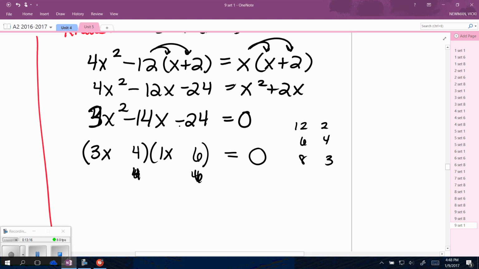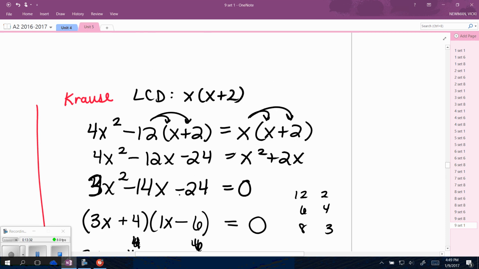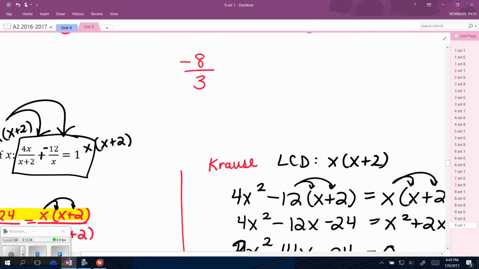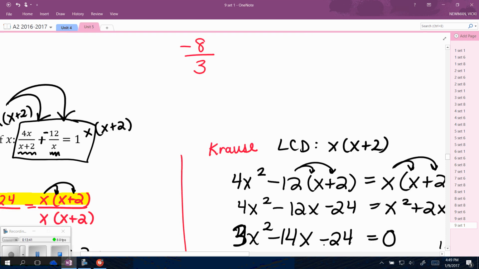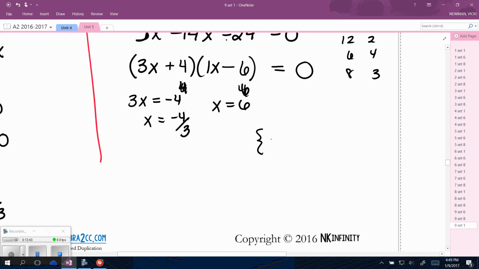That's 18, positive 4. So negative, positive. So you have x equals 6 here, and 3x equals negative 4. So x equals negative 4 thirds. Go check these. Back to the original. The numbers that this can't be are negative 2 and 0. Neither of those are answers that I found, so I can put both of them in my solution set.